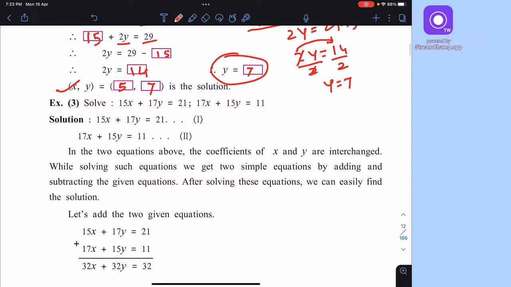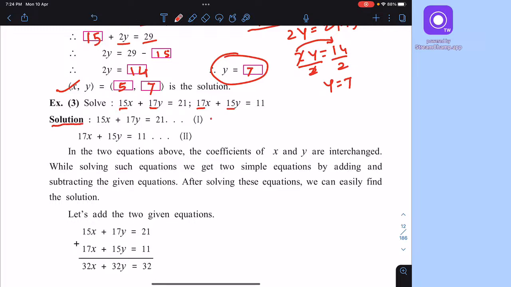Now next is 15x plus 17y is 21 and 17x plus 15y is equal to 11. Now you will find that the coefficient of x here is obtained as the coefficient of y here, and the coefficient of y here is shown as the coefficient of x here. So this type of equations can be solved by previous methods also, but there is an advantage to solve this by some other method. So as I said before, first of all you have to give the numbers.